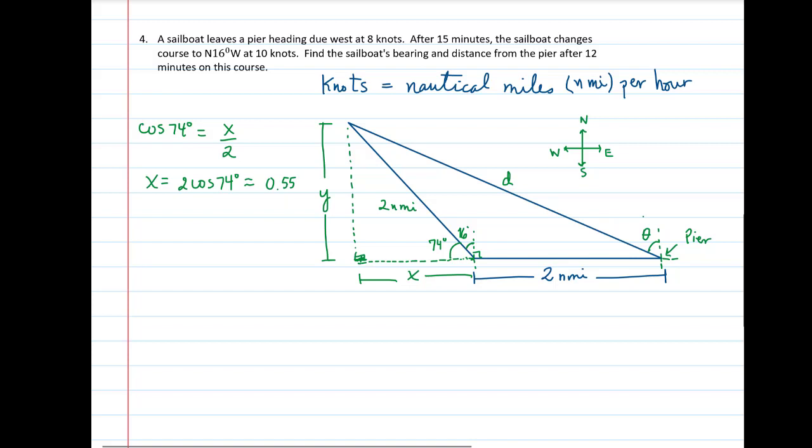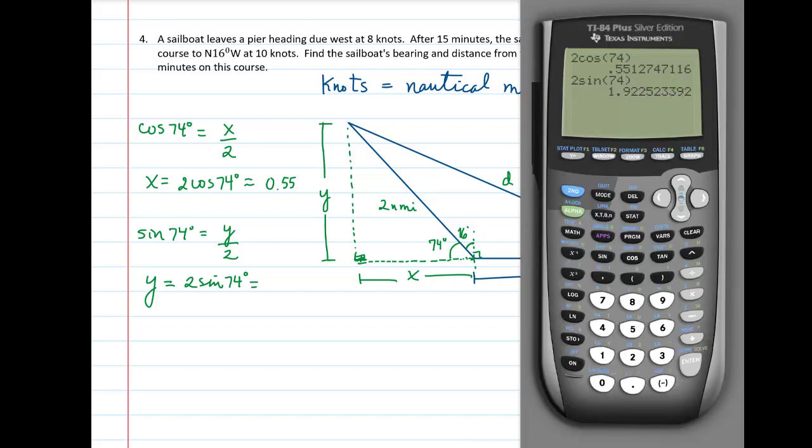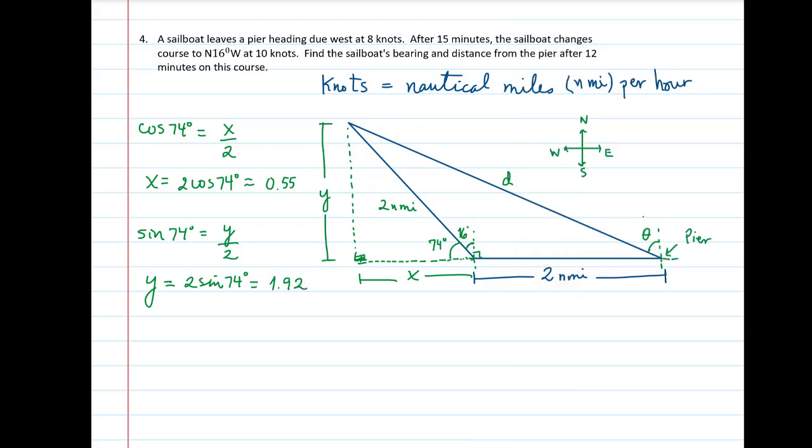In the same way, we're going to find y. So we'll set it up with sine now. Sine of 74 degrees is equal to y over 2. y is equal to 2 sine of 74 degrees. And in the calculator, we get 1.92. And again, these are nautical miles here.